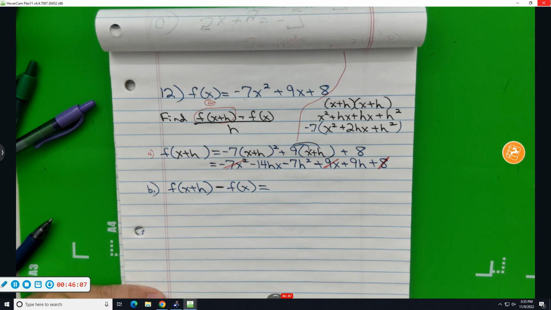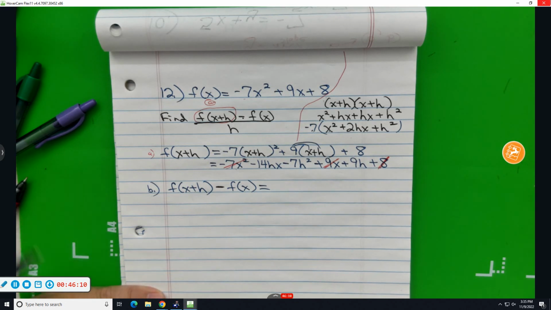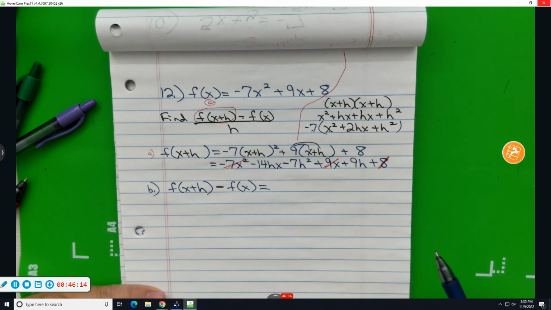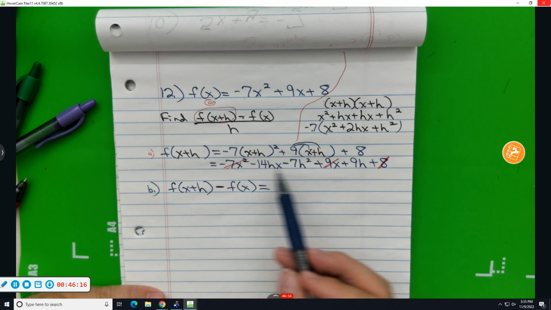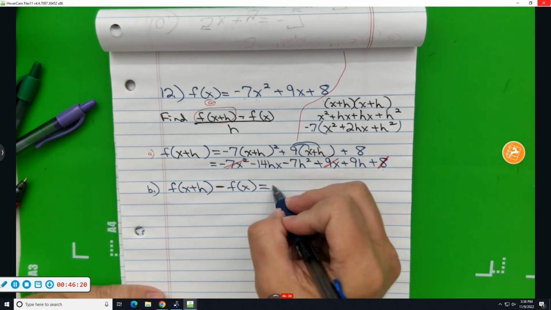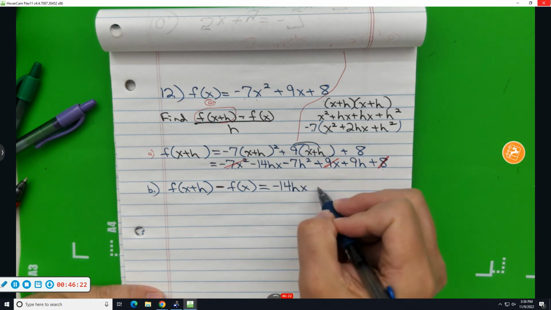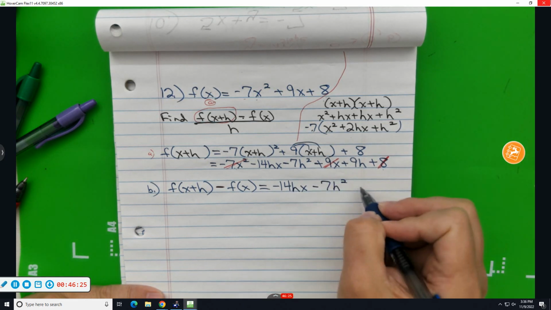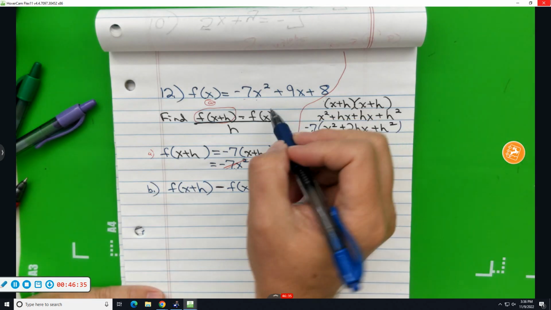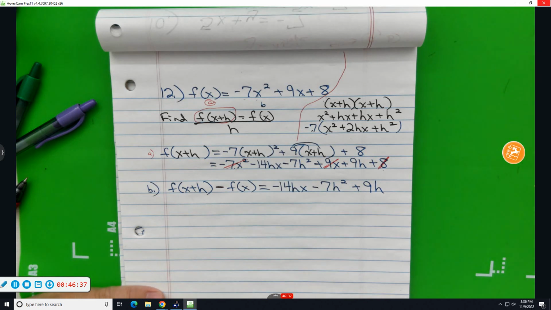So if you understand what they're asking for here, you can get the answer without really showing any additional work. You're just dropping off the terms from the original function. So that's a negative 14hx minus 7h squared plus 9h. And finally, we're ready to get the final answer. So that was part B, subtracting off the f of x.